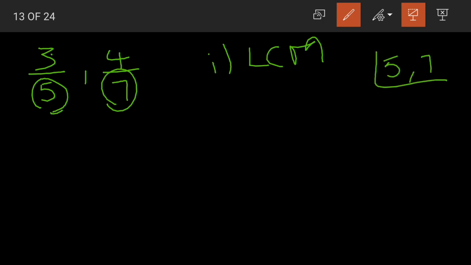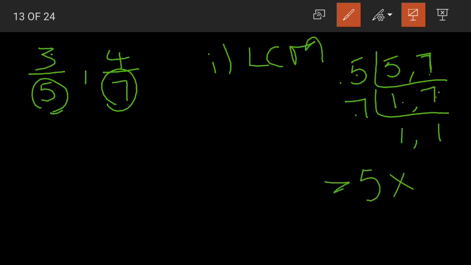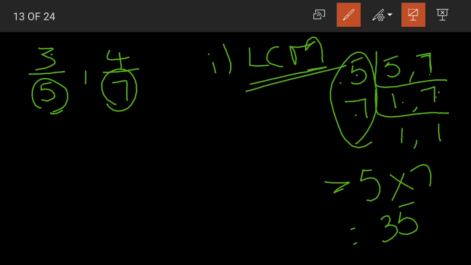5 comma 7. You guys know how to find out the LCM, right? Now there is no common factor. We have 5 here, prime number 5, in which 5 ones are 5. 7 does not go in the 5 table, so we'll write 7 as it is. Then 7, now 1 will be written as it is and 7 ones are 7. Now what will be the least common multiple? 5 into 7. 5 into 7 becomes 35. 35 will be our LCM.